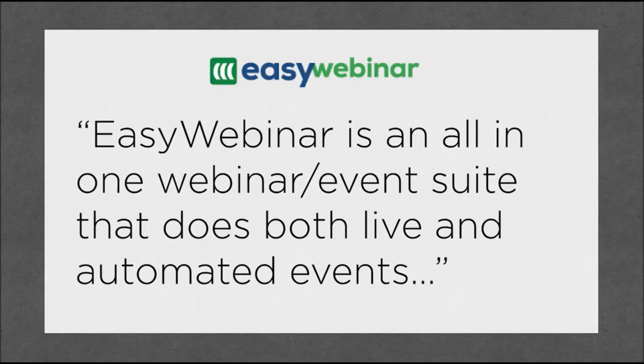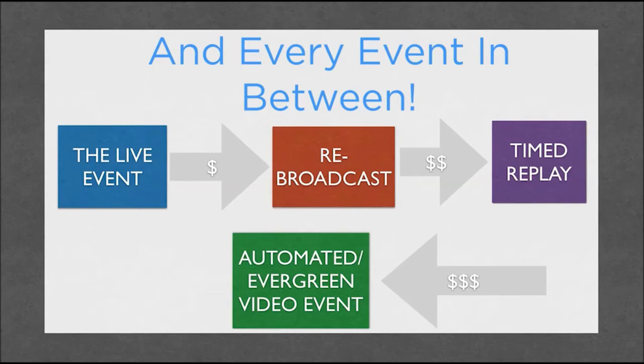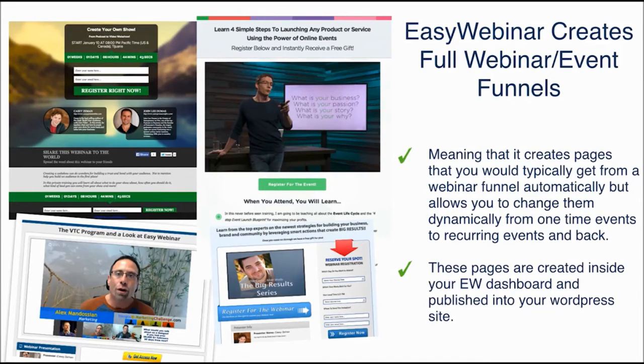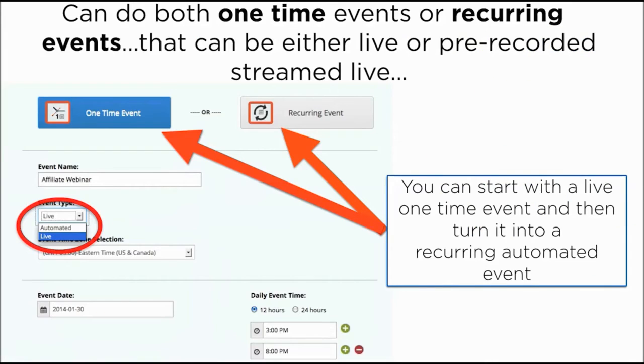Easy Webinar. Easy Webinar is an all-in-one webinar event suite that does both live events and automated events, and essentially every event in between. You see, Easy Webinar creates full webinar event funnels, meaning that it creates pages that you would typically get from a webinar funnel automatically, but allows you to change them dynamically from, say, one-time events to recurring events and then back. These pages are created inside our customer's Easy Webinar dashboard, which are then published into their WordPress sites. And the unique thing about Easy Webinar is that it can do both one-time events or recurring events that can either be streamed live or pre-recorded.